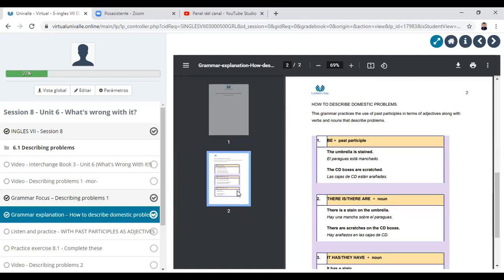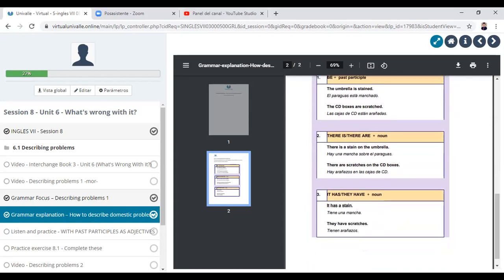And here we have the umbrella, it's stained. El paraguas está manchado. The CD boxes are scratched. Las cajas de CD están arañadas. Using there is and there are plus the noun. There is a stain on the umbrella. Hay una mancha sobre el paraguas. Also, there are scratches on the CD boxes. Hay arañazos en las cajas de CD.